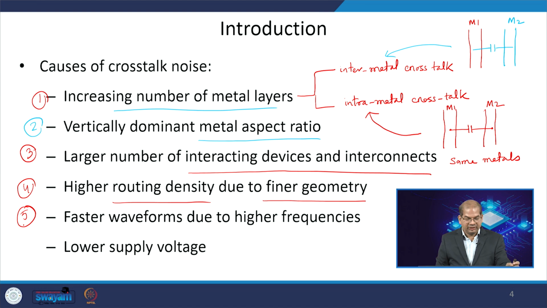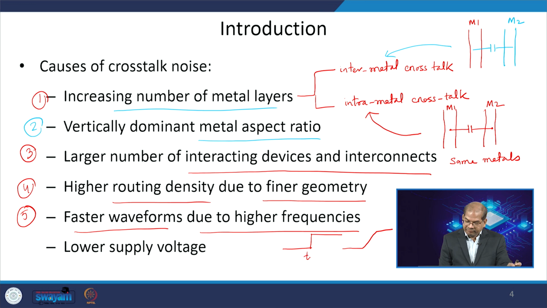Then the fifth one is faster waveforms due to higher frequency. Whenever you are going for higher frequency, you have a sharp rise time. You have a signal which is rising very sharply. That will couple more compared to a slow rising signal. So, if the rise time is sharp, then the crosstalk is higher. Then the sixth one is that whenever you are working at low supply voltage, a small glitch will lead to a crosstalk. It will lead to changing of the logic value. So, these are the main reasons for crosstalk noise.